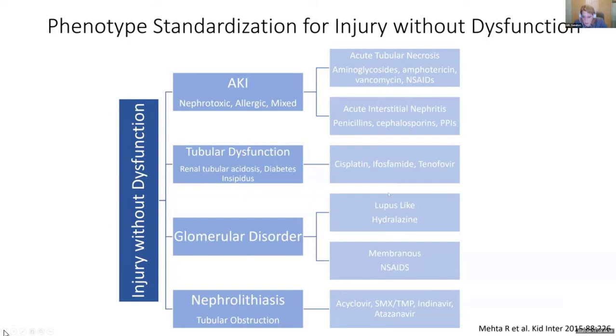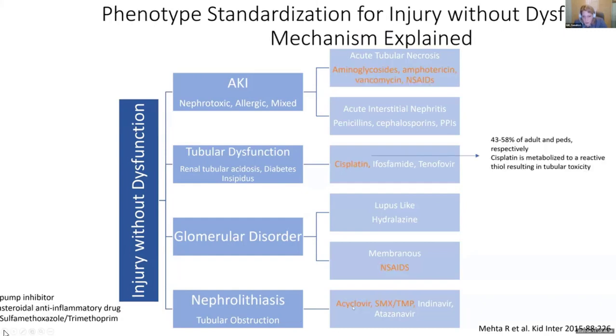NSAIDs can have multiple ways to cause injury. And then we have nephrolithiasis, or tubular obstruction. The acyclovir and sulfamethoxazole-trimethoprim are in this category as well. So here you can see that I've highlighted some of the drugs in orange. I've highlighted these because we've done an assessment with some experts, a modified Delphi, to determine which drugs are perceived to be the most nephrotoxic. And these happen to be in our list, which I'll go over shortly, but that's why I highlighted these in orange. In addition, I just wanted to point out something that's not listed here.